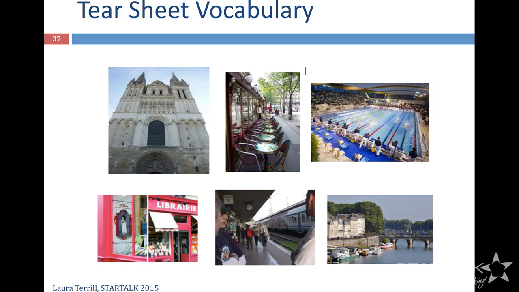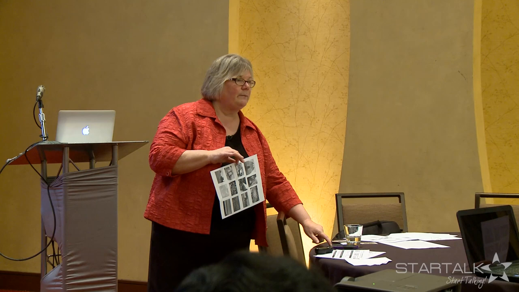And we're going to do an activity. So if you will find the sheet of paper that should be on your table, this activity is called Tear Sheet Vocabulary. It's going to come up later, but I'm changing the order. Now, are there any type A people in the room? Because you're going to hate this activity.